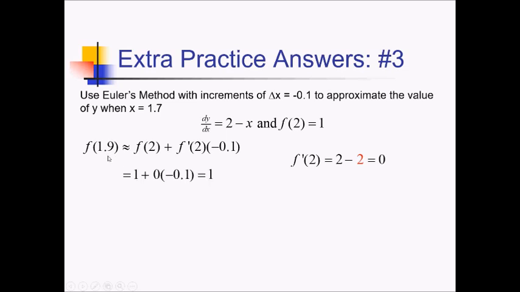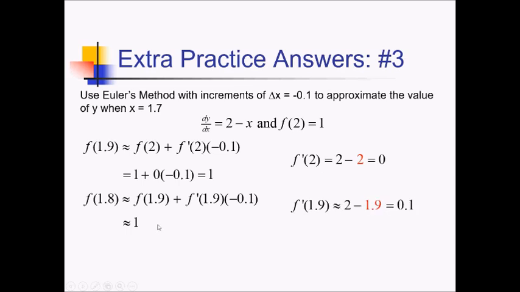Now that we found f of 1.9, we're going to work our way backwards with f of 1.8. That's going to be f of 1.9 plus f prime of 1.9 times our step of negative 0.1. F of 1.9 we approximated to be about 1. And then f prime of 1.9, that's going to be 2 minus 1.9, which is 0.1. So we've got 0.1 times negative 0.1. That's going to be negative 0.01. 1 minus 0.01 is going to be 0.99.